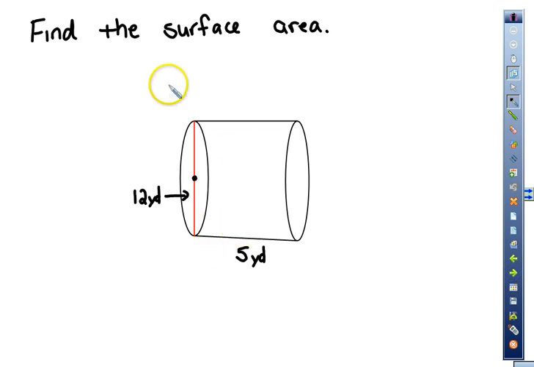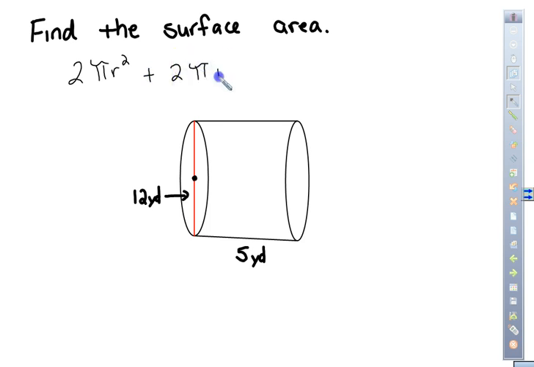Go ahead and solve this. This is finding the surface area of this cylinder. And again, using that formula, which is 2 pi r squared plus 2 pi r times the height. So go ahead and hit pause and solve this.